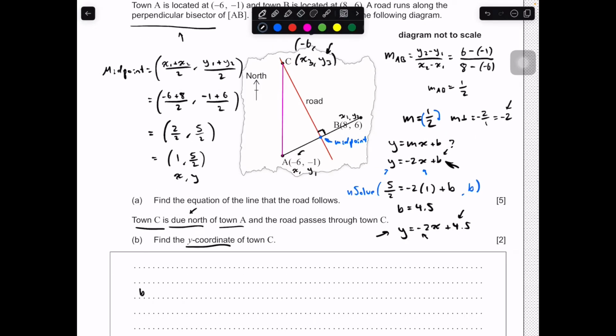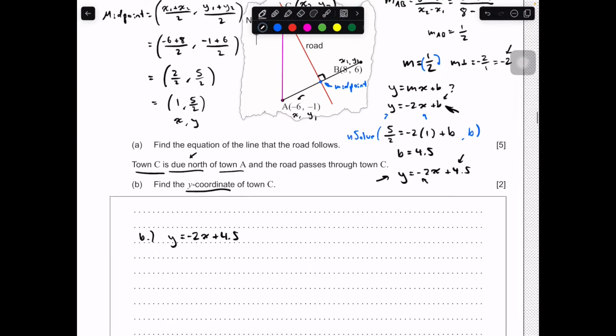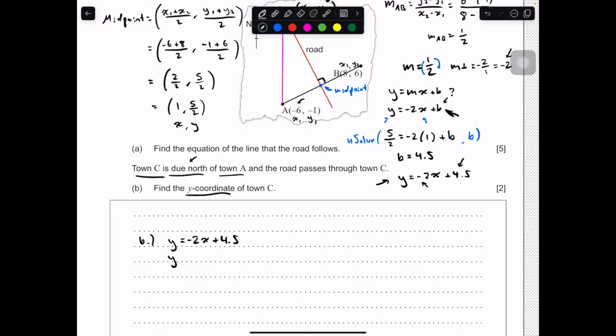So this is b right here. We have y is equal to -2x plus 4.5, and we know it has an x coordinate of -6. So y is equal to -2 times -6 plus 4.5. And we can put that into the calculator. This would be 12 plus 4.5, or 16.5, and that would be the y coordinate.